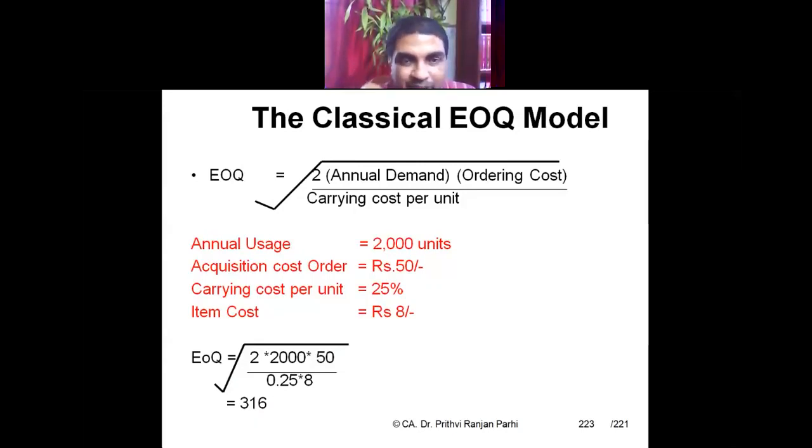2 into annual demand is 2000 into ordering cost rupees 50. Sir, here it has not been divided. Divided by 25% means 2.25. But carrying cost per unit you have to write in rupees. So item cost per unit is rupees 8. So carrying cost will be 0.25 into rupees 8.